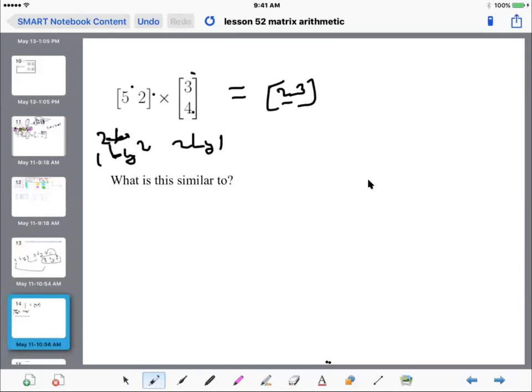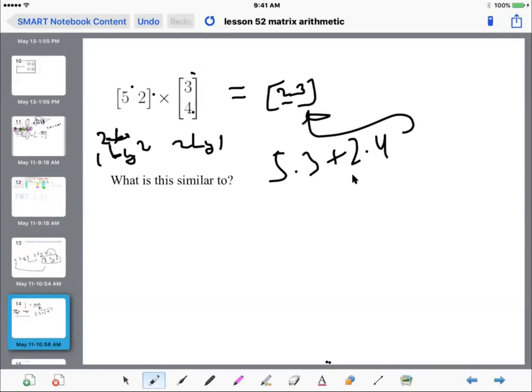Have you ever seen anything like this before, though? This should remind you of something that you've seen this year. Where you multiply two things together that are kind of like this, and remember, we ended up with 5 times 3 plus 2 times 4 to get the 23. Have you ever seen that before?